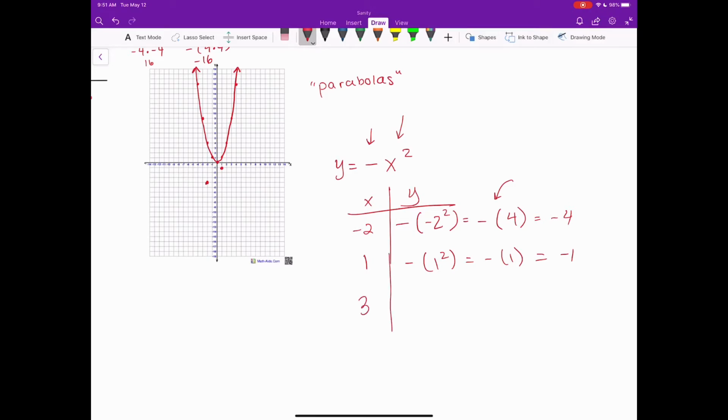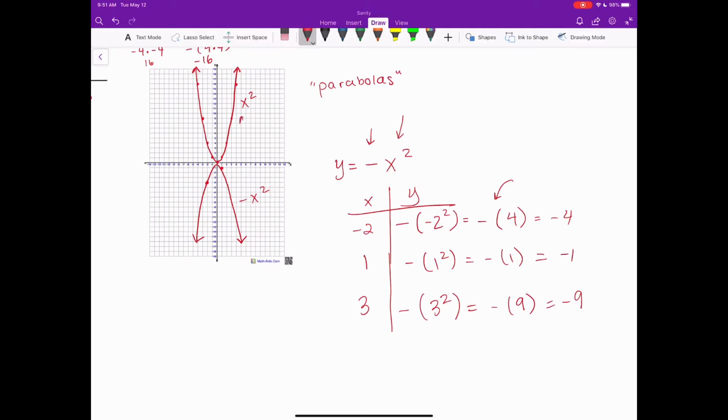Let's just plug in a 3. If I plug in 3, that's going to give me negative 3 squared, which is negative 9, which again is just negative 9 here. So again, if I sketch this one out now, I see that this is a reflection. Up here is x squared, here is negative x squared. They're just reflected across the y-axis, or excuse me, the x-axis.